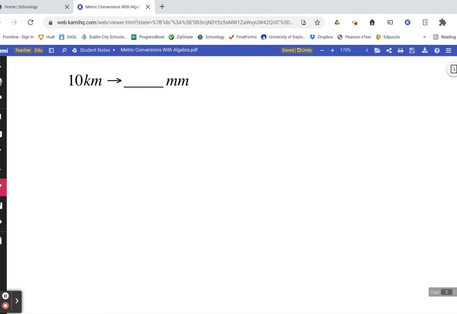So now, is kilometers a base unit? You should be saying no, it has 2 letters. Is millimeters a base unit? You should be saying no, it has 2 letters.